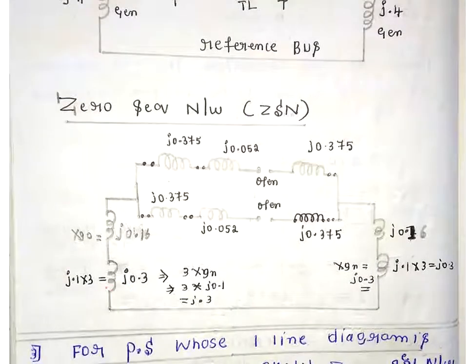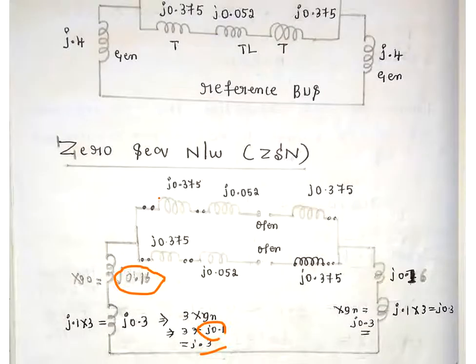Then here the zero sequence network. Since now it will come here, 3 into xgn is given, so 3 into xgn, where the value is 0.1. So it has been taken as j0.3. Here your zero sequence reactance is also taken. Now this and this will be connected in series, and you can see here.